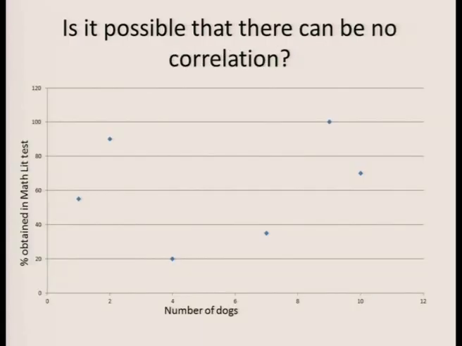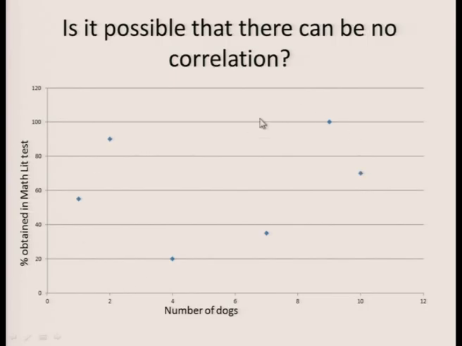Is it possible that there can be no correlation? Yes, it is possible that there can be no correlation. In this example I've got here for you, I'm showing the percentage that was obtained by learners in a math test, and I'm correlating it with the number of dogs that the person is in fact owning. Here you can see a person owning 4 dogs getting 20% for the Math Lit test. Here you can see a person owning 2 dogs getting 90% for the Math Lit test. On that side, here is a person with 10 dogs getting 70% for the Math Lit test.